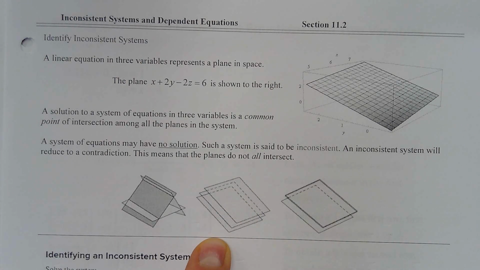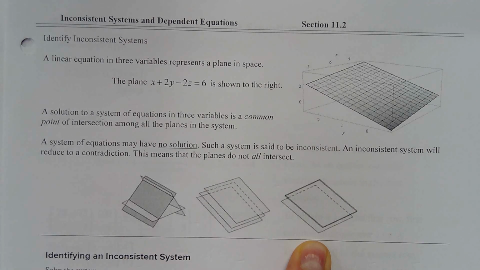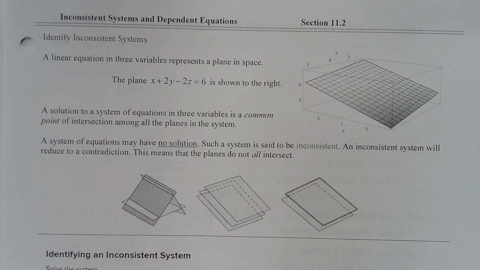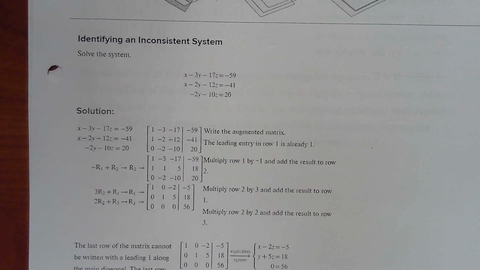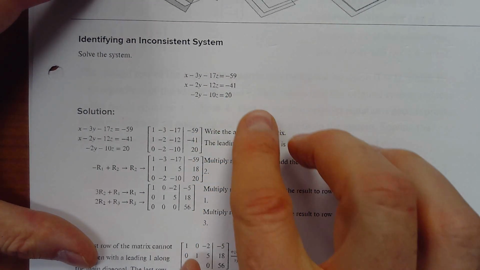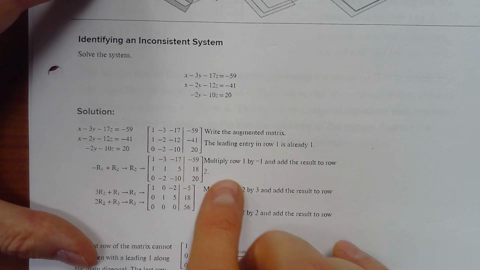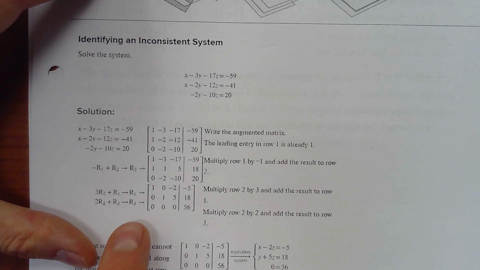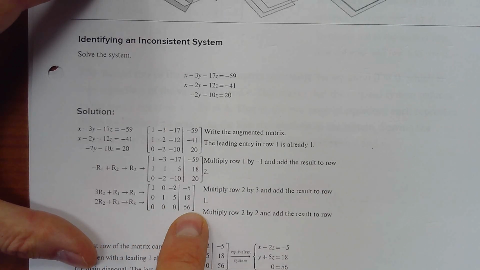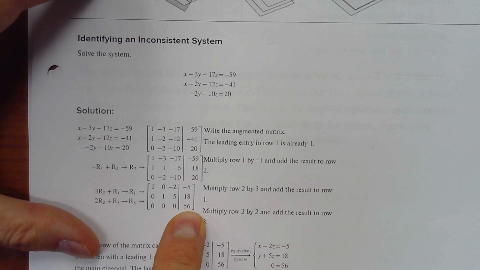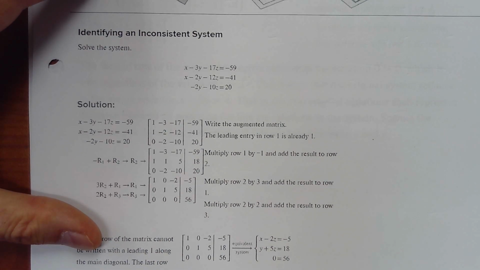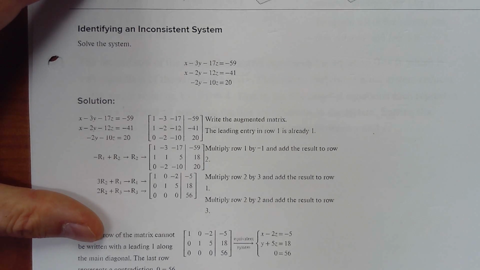If they are parallel planes, or 2 of them are the same and the third one's parallel, there's not a point in common, so that would be no solution. Similarly, if 2 of the 3 intersect, but not all 3 at the same spot, that would be an inconsistent system. And when you try to solve an inconsistent system going through your row operations, on this last row you're going to get zeros on the left side and a non-zero number on the right side. And so this means 0 equals 56, which is impossible. So that tells us that this system's inconsistent, it's a contradiction, and there's no solution.